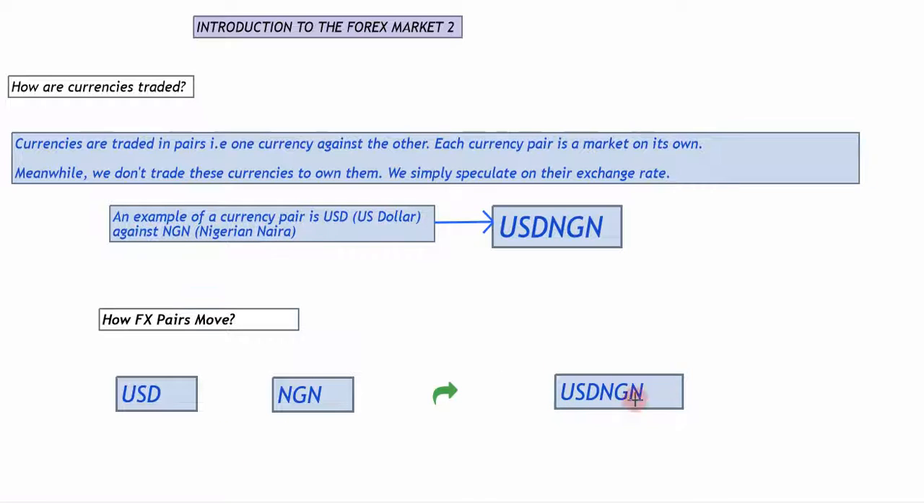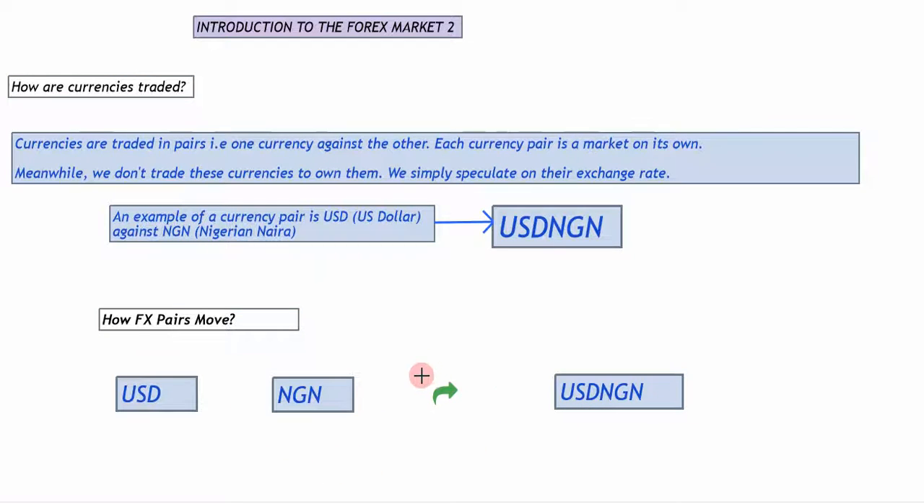And also, when you do your analysis and you discover that the price is going to go up, then you buy the exchange rate. Okay, and then when it goes up as predicted or as speculated, then you're going to make money. So in this market, you are not owning any of these currencies. What you're doing is to speculate on the exchange rate of these currencies.